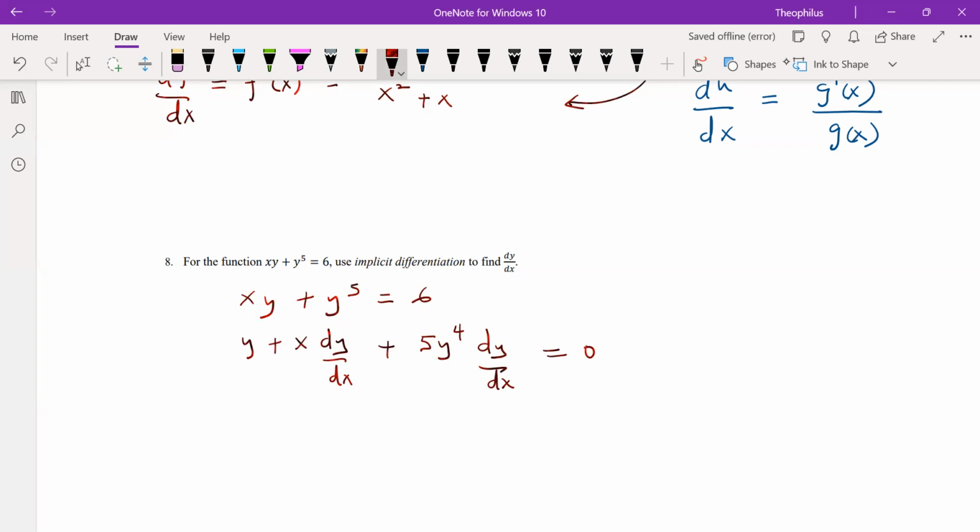Now, I attach the dy dx to 5y to the power 4, and that's what the rule says. It says that anytime in the use of implicit differentiation we differentiate with respect to y, we always have to attach the factor dy dx. We always have to bear this in mind, that if you want to differentiate y, you always have to attach a factor of dy dx. Is that okay?